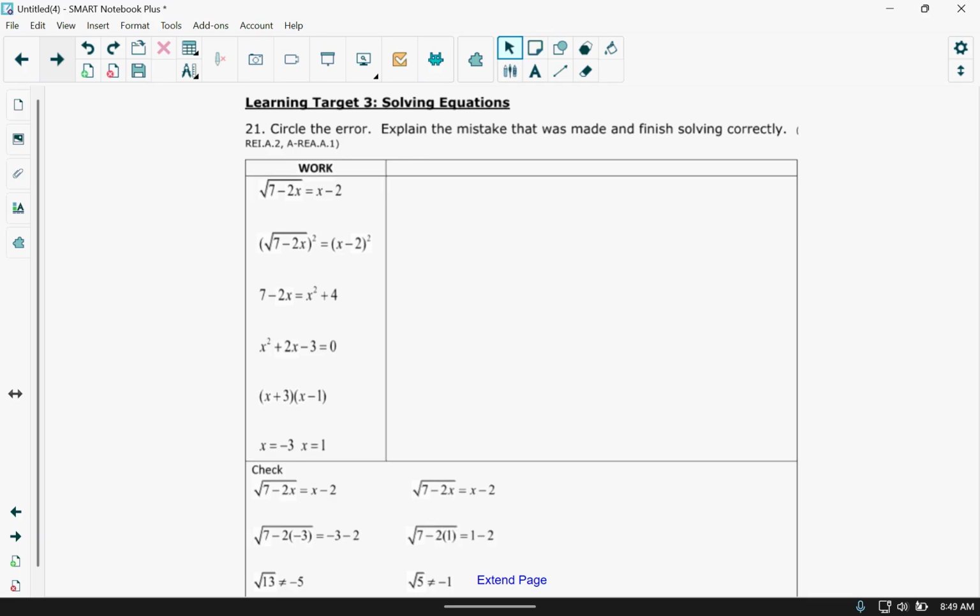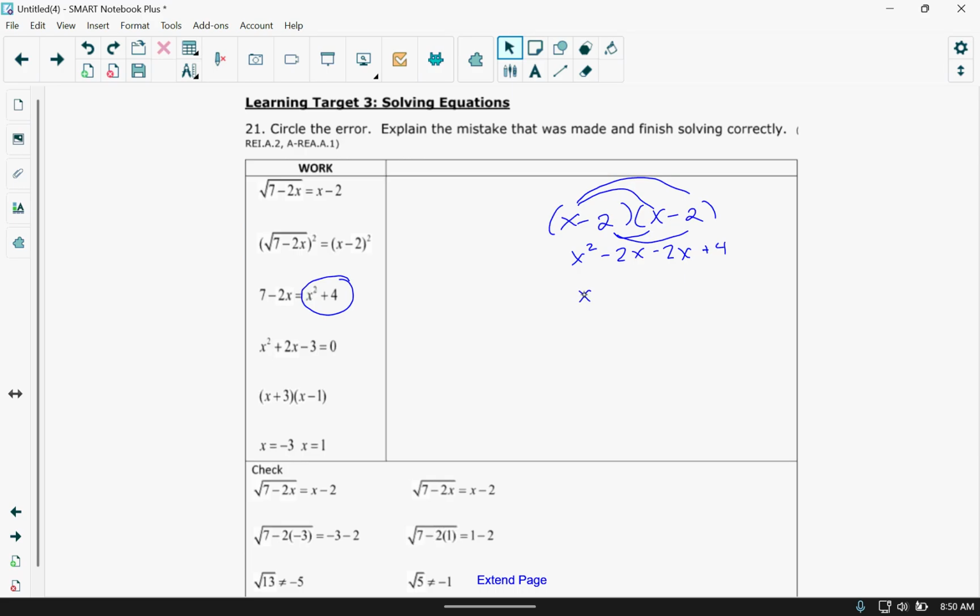Now the mistake is going to happen on the right side, and I'm going to circle x squared plus 4. The reason why I'm circling that is because when you have x minus 2 squared, you don't just distribute the exponent. You have to actually write x minus 2 and x minus 2. You have to write it out twice and FOIL it. So x times x is x squared. X times minus 2 is minus 2x. Minus 2 times x is minus 2x again. And then minus 2 times minus 2 is plus 4.